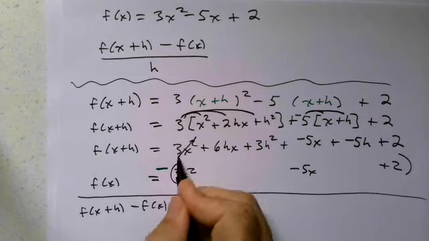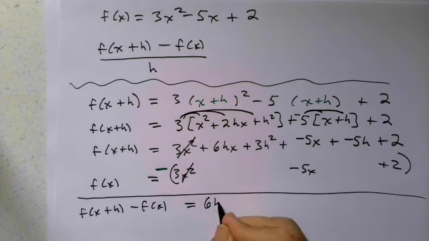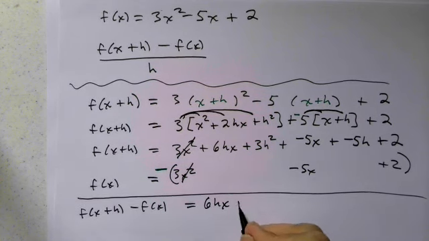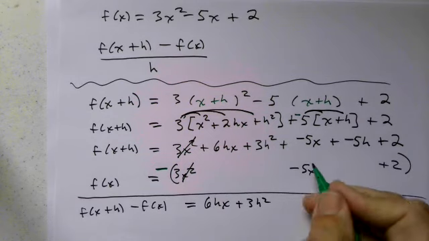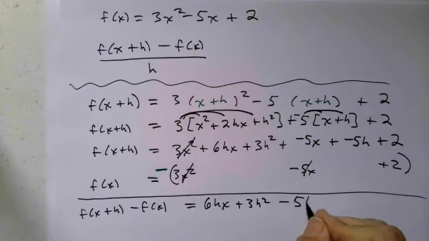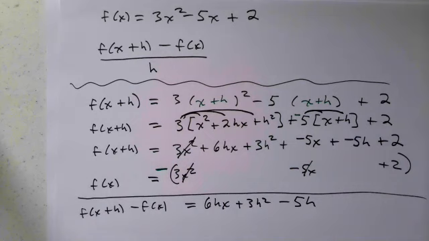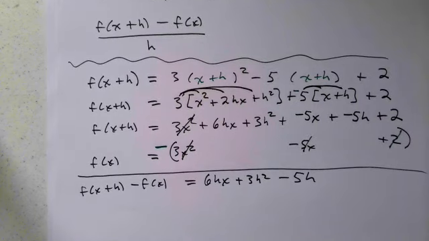3x squared minus 3x squared, that divides out. 6hx is still there, plus 3h squared is still there. Negative 5x minus negative 5x is negative 5x plus 5x, that goes away. Then I get plus negative 5h, or if you prefer, minus 5h. I have 2 minus 2, that goes away as well. And that is my result for f of x plus h minus f of x.